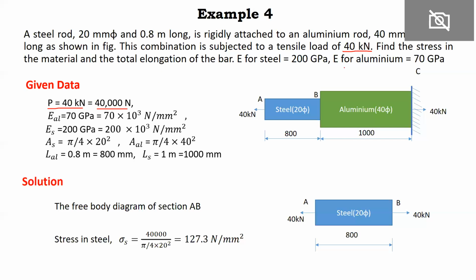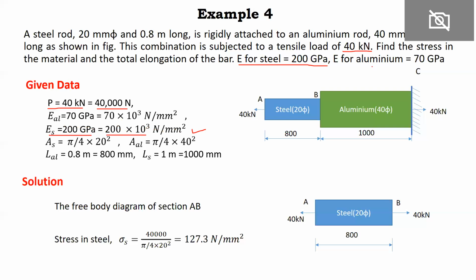And second, material properties were given. Young's modulus for steel is 200 GPa. If you are converting GPa to Newton per mm square, you have to multiply this by 10 raised to 3. So it will be converted in terms of Newton per mm square. I have converted GPa into Newton per mm square. You remember, whenever data is given in terms of GPa, you multiply that GPa value by 10 raised to 3, so it will be converted in terms of Newton per mm square.